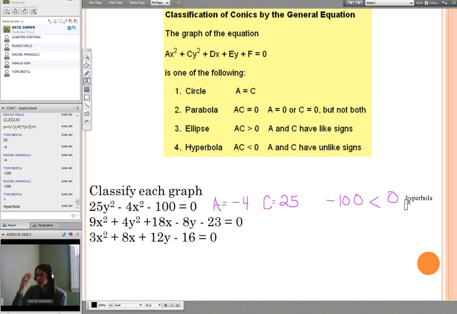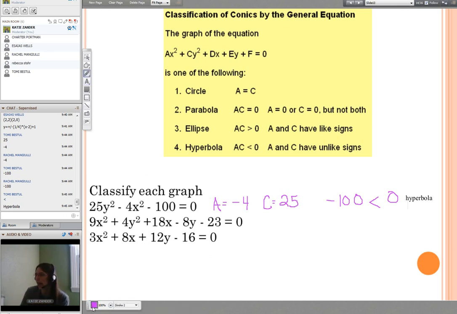Okay, that was a lot faster than having to try to go through and complete the square with everything. Now, if they asked us for specific details, like what the center or the vertices or the foci were, then we would have to go through that process of completing the square to identify all of that. But if they just want the type of conic section, this is a lot faster.